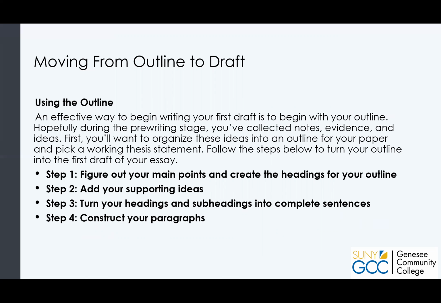So step one, you're going to figure out your main point and create the headings of your outline, much like we did with our Century 21 example. Step two is to add your supporting details. Those would go underneath each of your topic sentences. Then step three is to turn your headings and subheadings into complete sentences. Okay, those will be your topic sentences. And then you're going to take all of that and construct them into paragraphs, which once you've done all of this, you're just a tiny step away from full paragraphs.